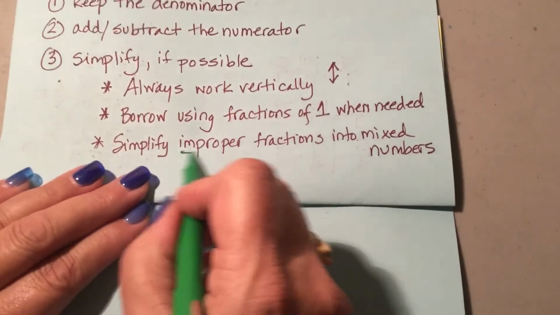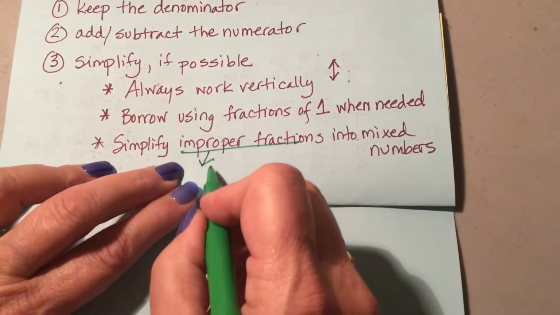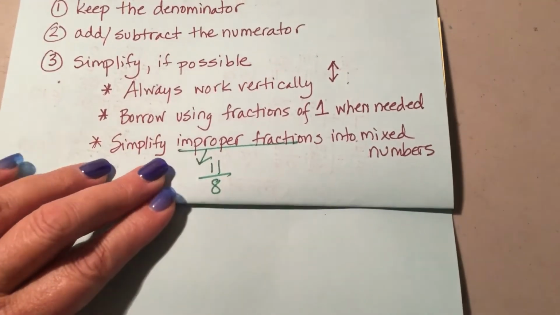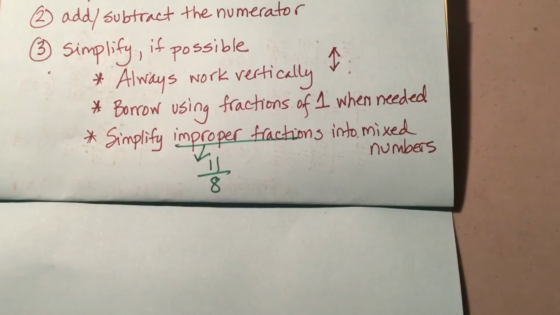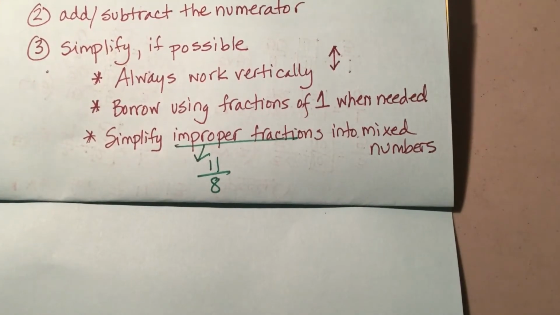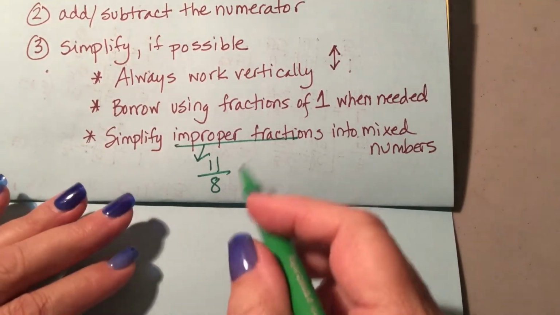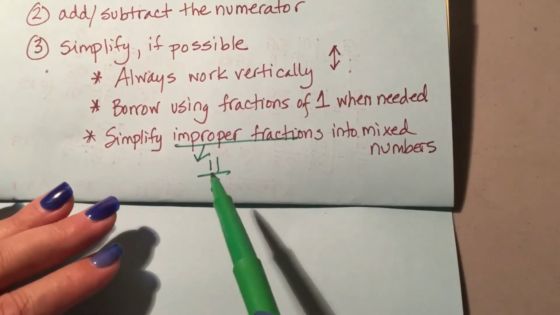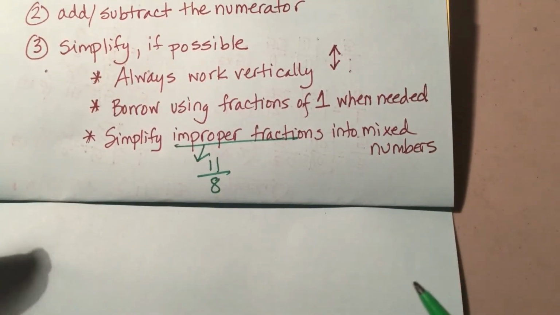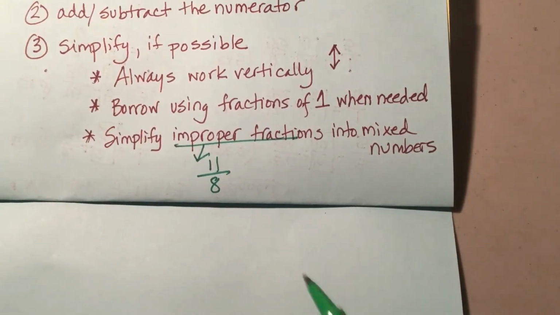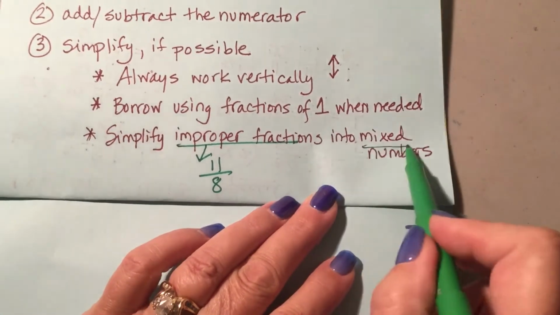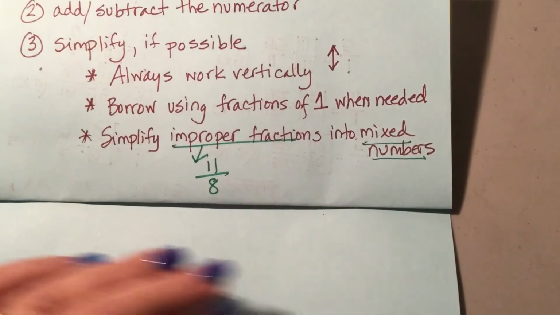First of all, an improper fraction. This is an improper fraction. When the numerator is larger than the denominator, that is called improper. It is not a proper fraction. In 8th grade, we leave everything improper. It's great. But in 7th grade, we have to remind ourselves how to make things into mixed numbers.